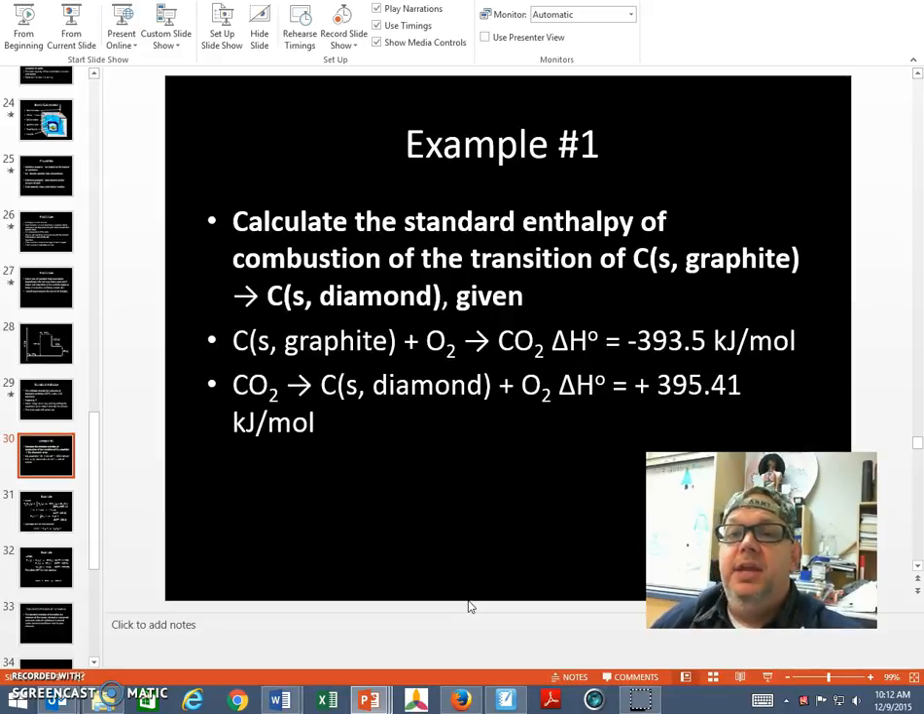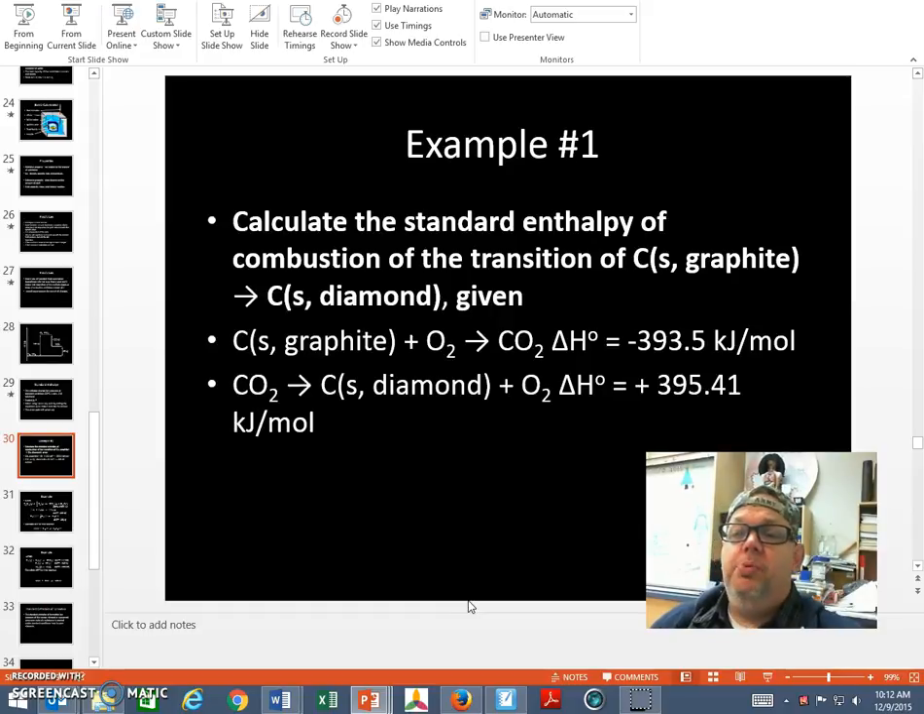Remember, negative means it's exothermic. On the other hand, you've got CO2 forming the diamond. The diamond is on the right side of the arrow. Perfect. We don't need to add anything to it, and we don't need to multiply it by anything. So we can just add the negative 393.5 plus the 395.41, and then we get the difference, which is a little over 2.09 or something along those lines. It's kind of hard doing it without a calculator on the paper here. But the idea is that it is per mole.